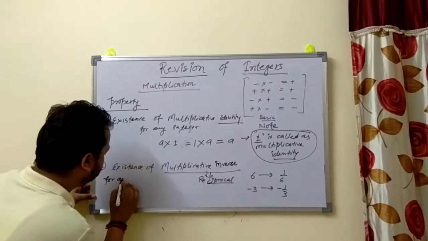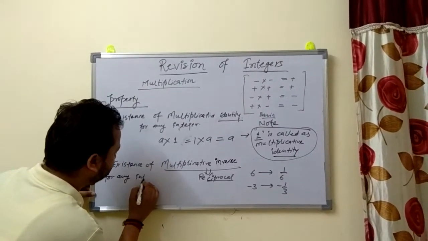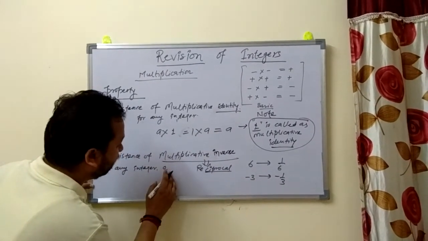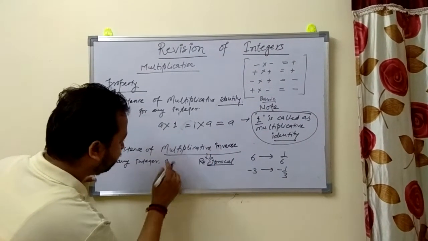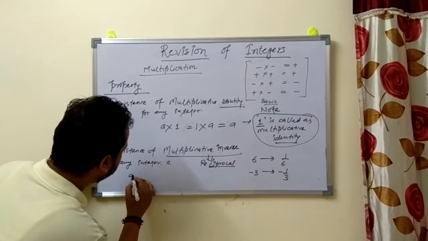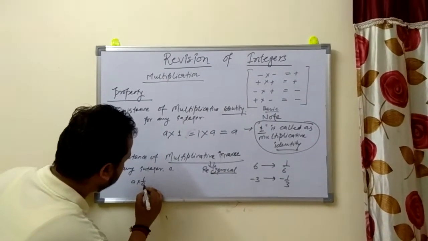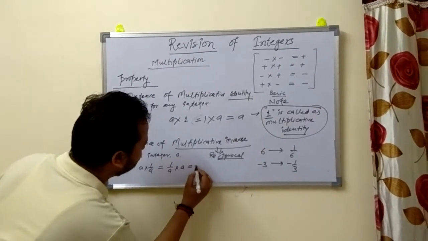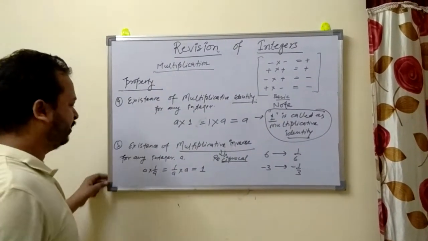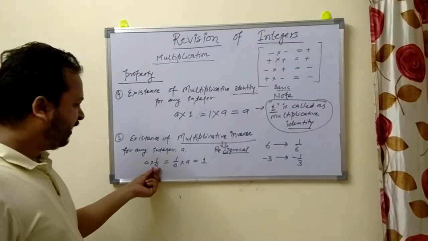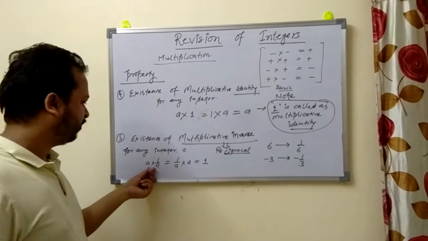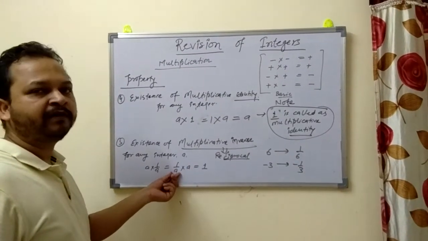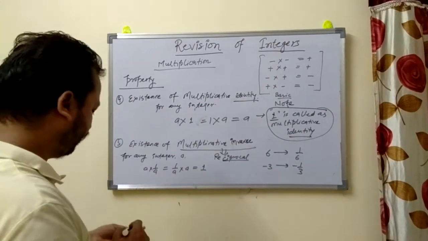For any integer a, the multiplicative inverse of a is 1 by a, so a multiplied by 1 by a equals 1. 1 by a multiplied by a always gives 1. So 1 by a is the multiplicative inverse of a, and a is the multiplicative inverse of 1 by a.